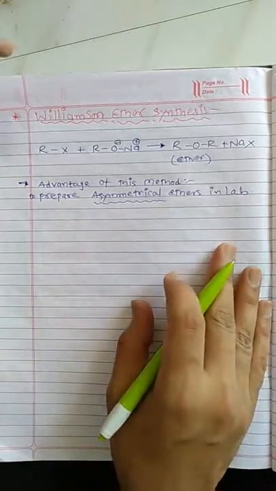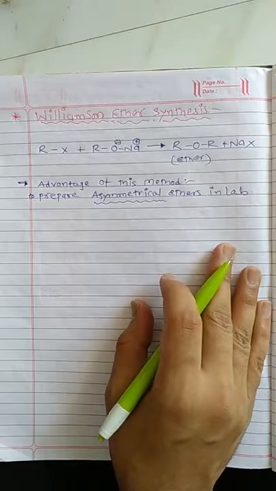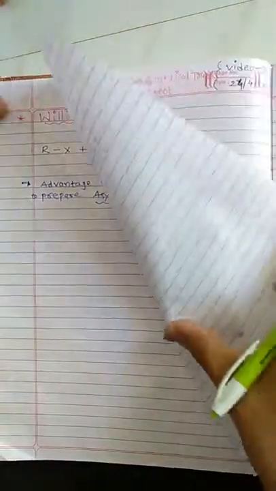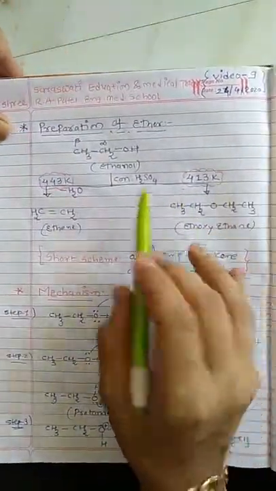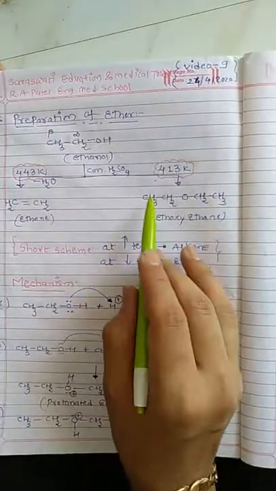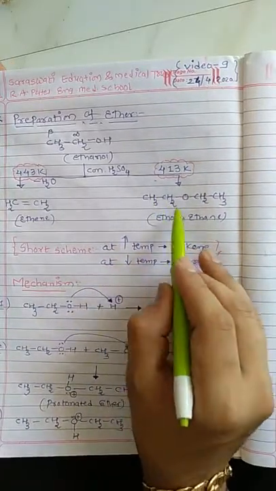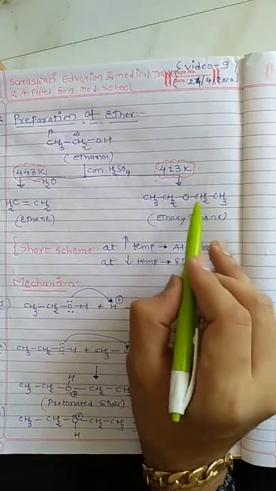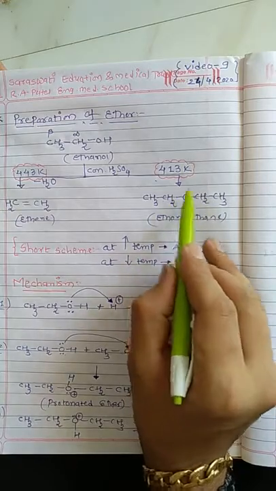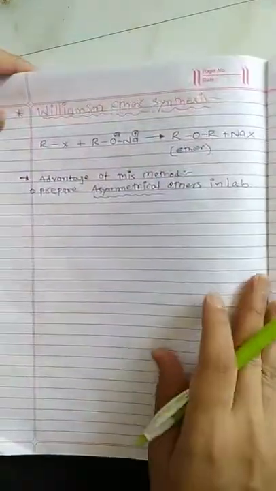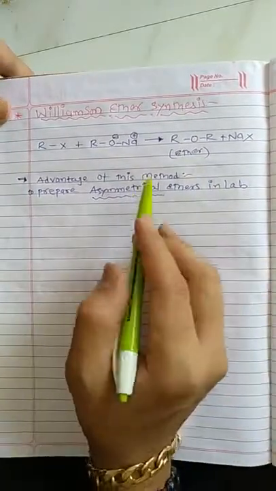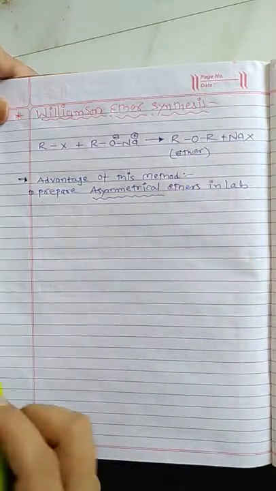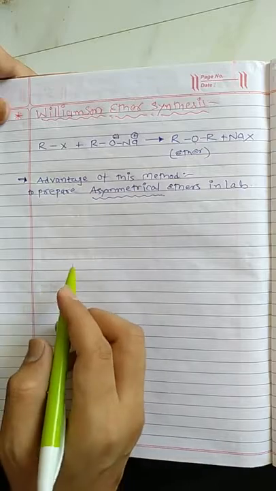Before understanding asymmetrical, we have to understand what symmetrical means. Earlier we were discussing an example that ethanol undergoing dehydration will give ether. So look over here, this is an example of symmetrical ether. How? Oxygen having the same alkyl group on either side is called a symmetrical ether. Now the main point, asymmetrical ether is an ether in which oxygen has different alkyl groups on either side, which is called an asymmetrical ether. So this is the advantage.